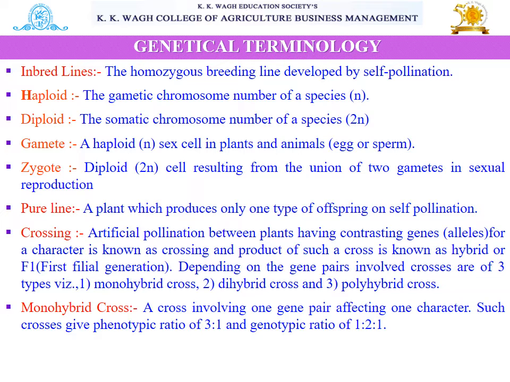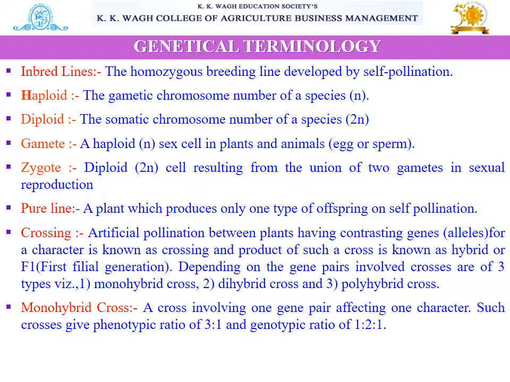Then next, haploid. What is meant by haploid? The gametic chromosome number of a species is known as haploid and which is denoted by small n. Then diploid. The somatic chromosome number of a species is known as diploid and which is denoted by 2n. Then next terminology is gamete. A haploid sex cell in plants and animals, for example egg or sperm, is known as gamete. Then zygote. Diploid cell resulting from the union of two gametes in sexual reproduction is known as zygote.